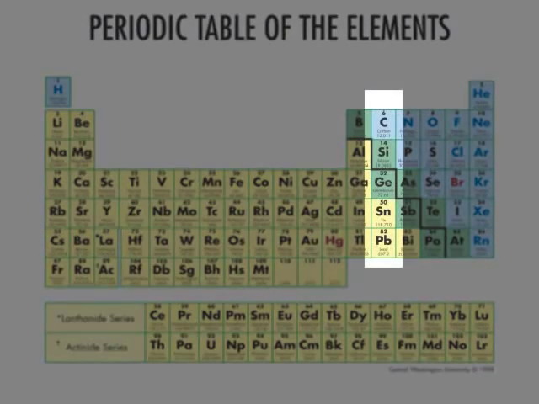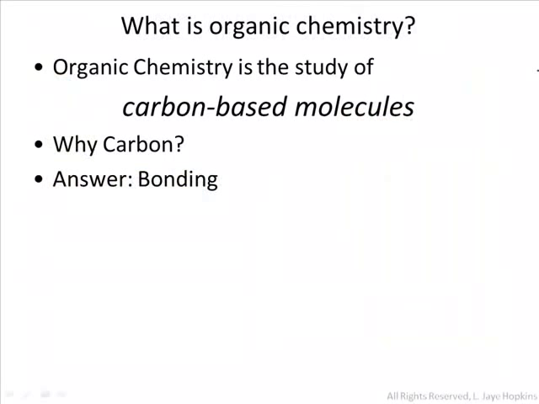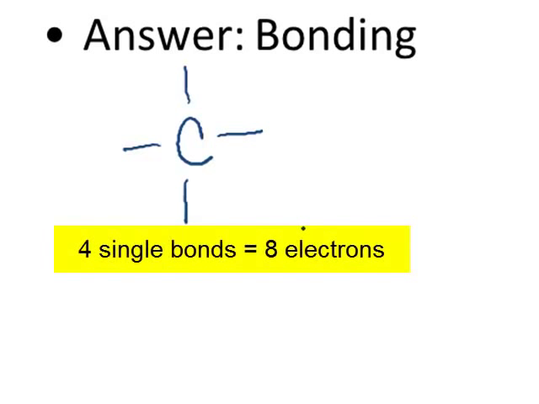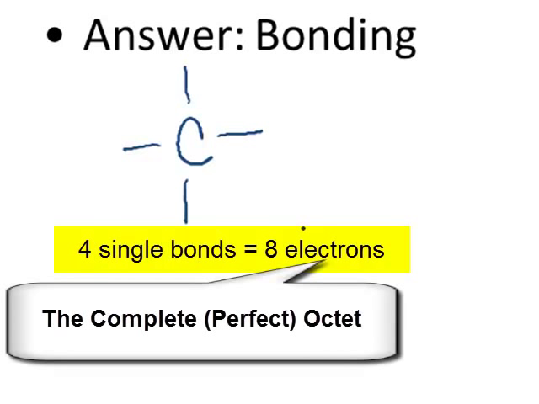Because carbon is in group 4 on the periodic table, it has 4 valence electrons and needs to bond in order to get a perfect octet. What that means is that carbon's able to bond in many different ways. One way that carbon can bond is by having 4 single covalent bonds. Remembering that covalent bonds, and single covalent bonds in particular, have 2 electrons within them, having 4 single bonds would allow a carbon atom to have a complete octet.